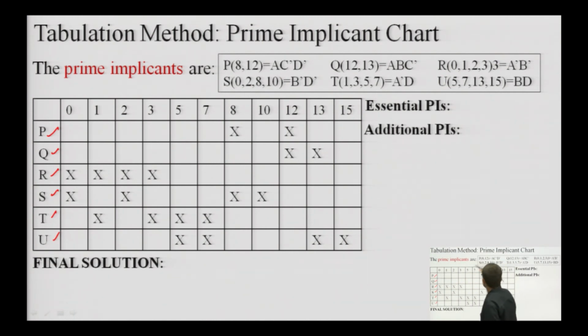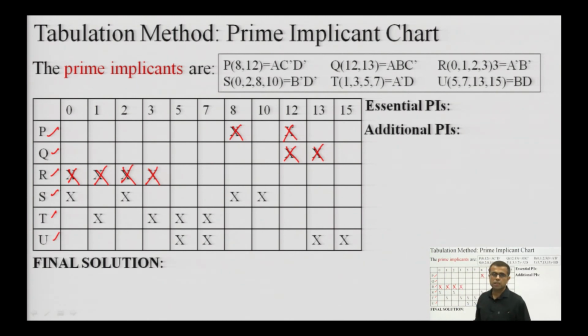So, P is covering 8 and 12, so I mentioned here 8 and 12. Similarly, Q is covering 12 and 13. R is covering 0, 1, 2 and 3. Similarly, I have mentioned the terms which are being covered by P, Q, R, S, T and U in this table.